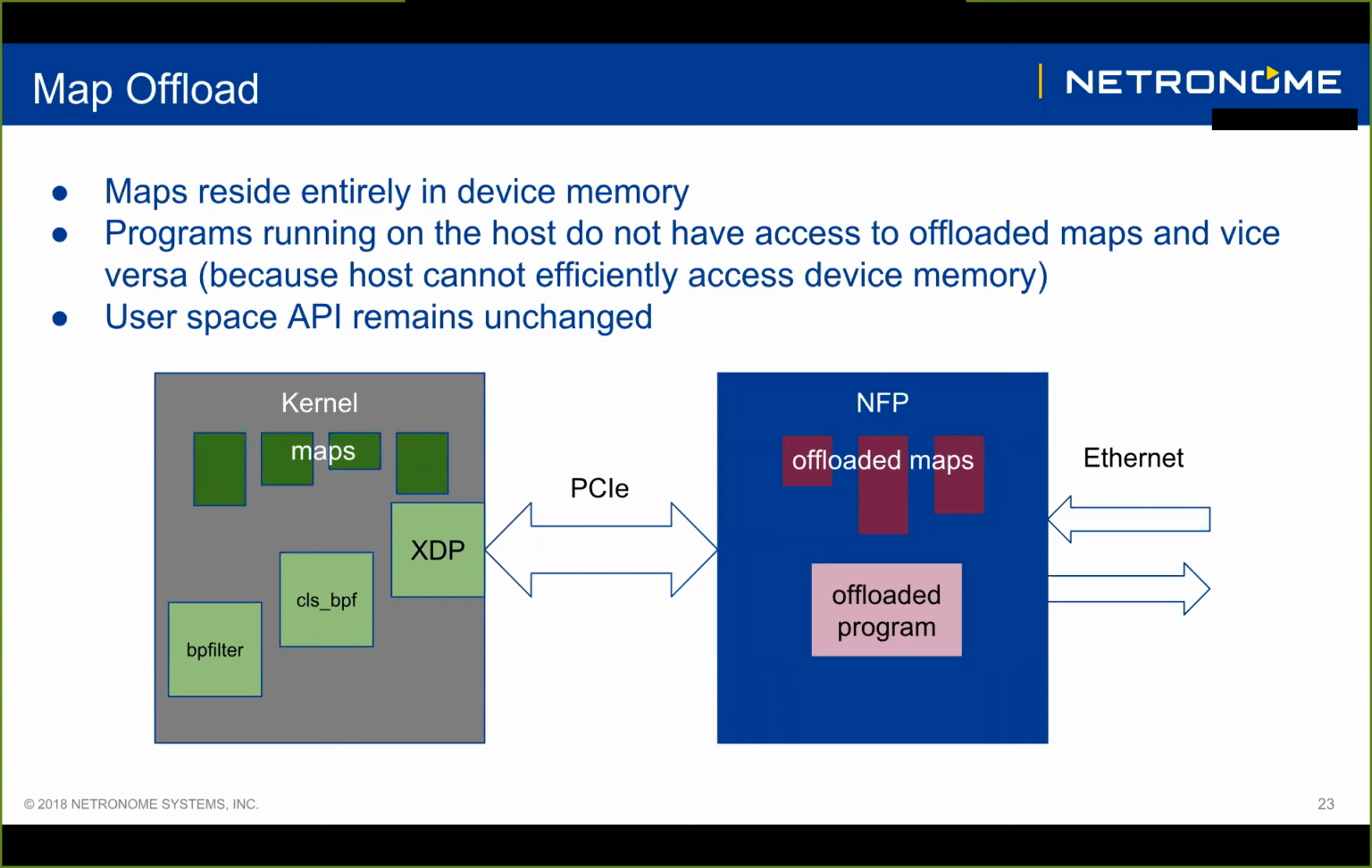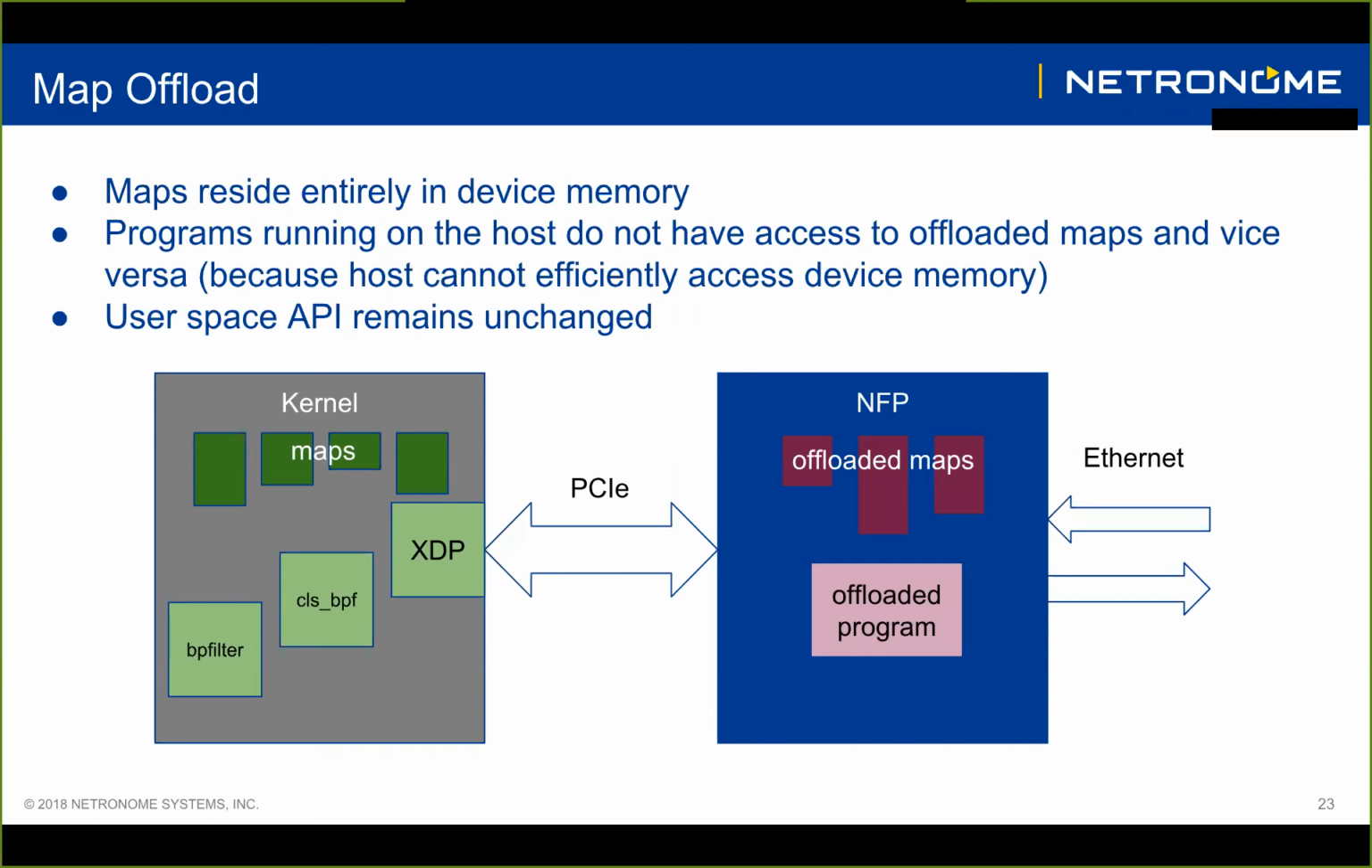One important side note is that the objects which are offloaded and the objects which are not offloaded cannot be mixed. If we have a map that is created in the kernel, it can only be accessed by the programs that are on the host CPU. If we have a map that's offloaded onto a device, it can only be accessed by the programs which are also offloaded on the device. This is a requirement we put in because we don't want users to be surprised by the performance degradation which would inevitably happen if the offloaded program started accessing kernel memory. It's just the reality that the PCI Express bus can't really be used for fast path accesses like accessing control state.